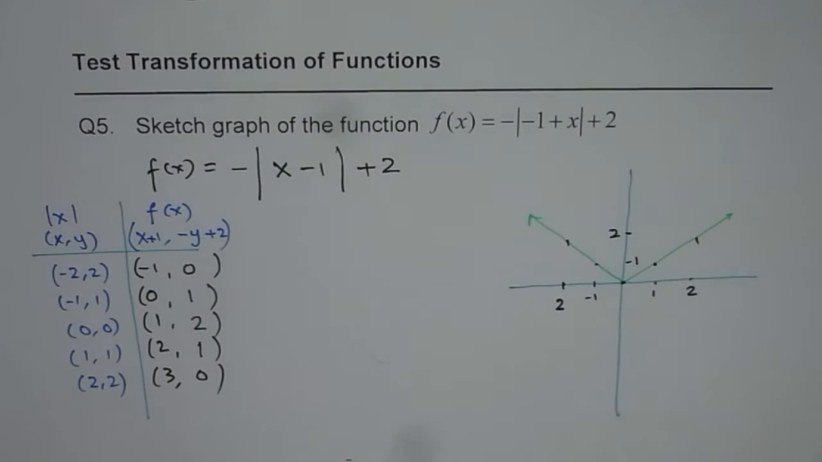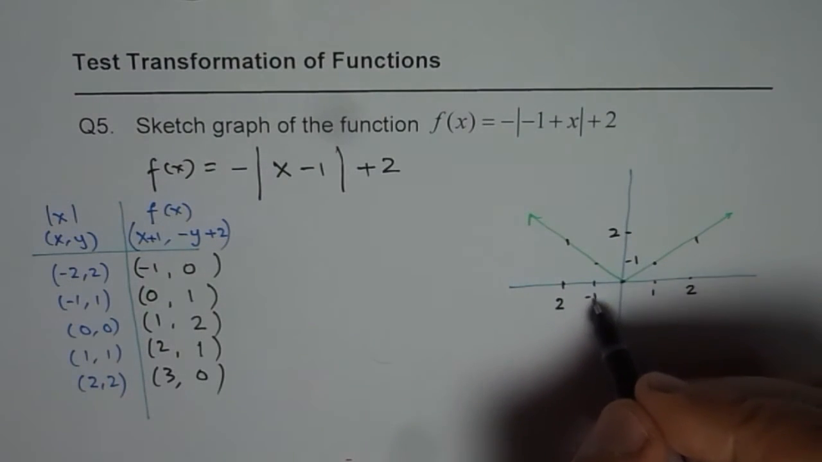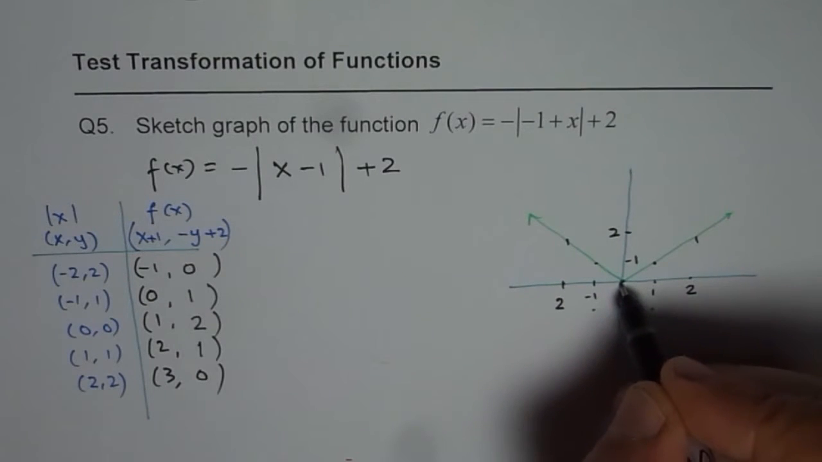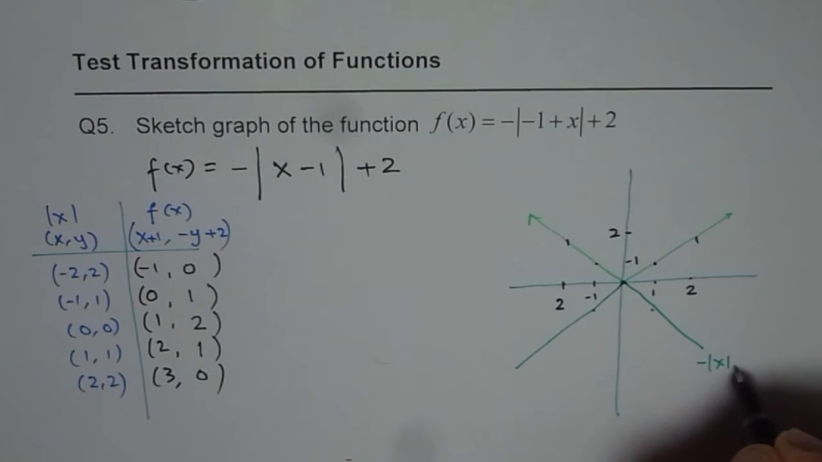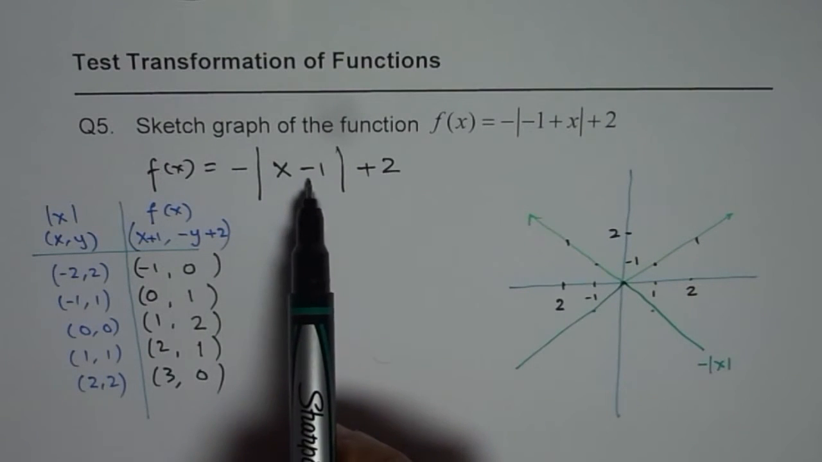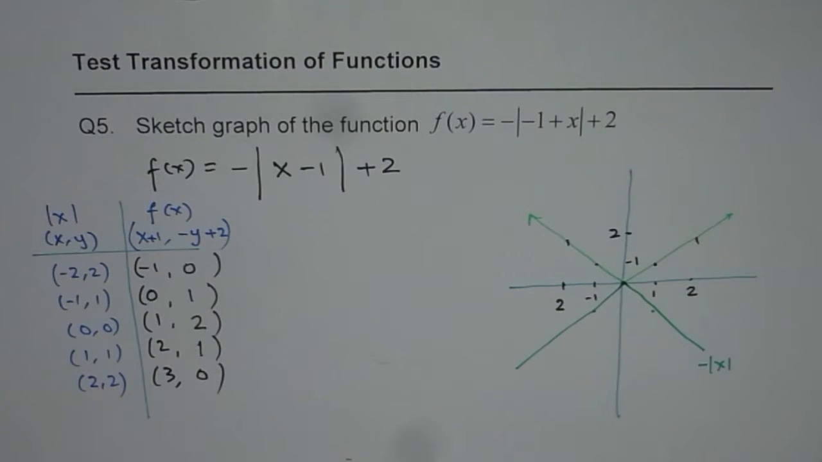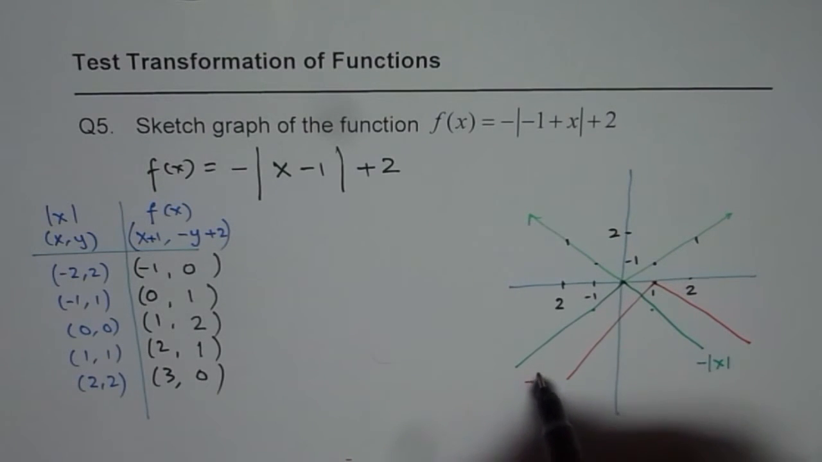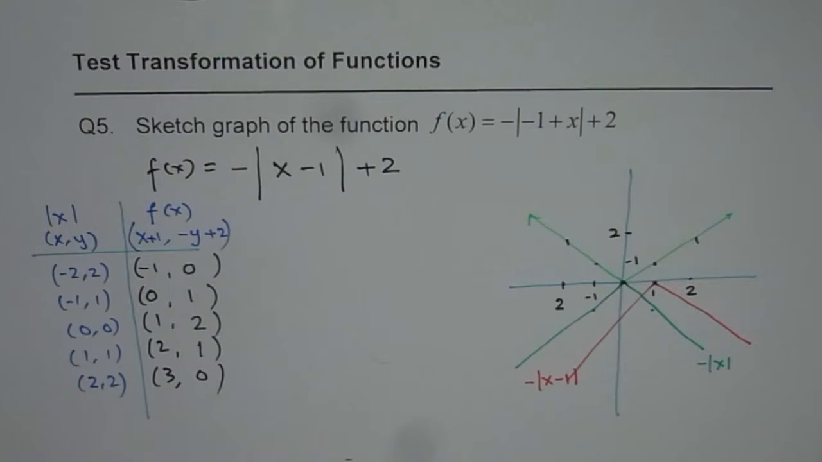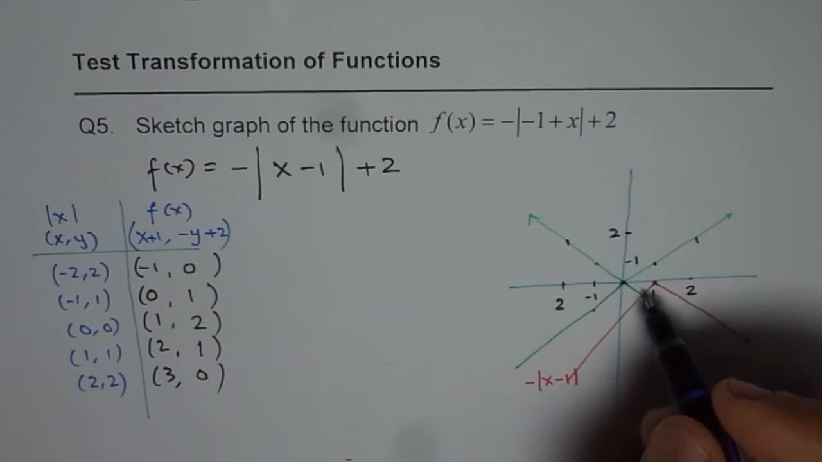Now reflection on the x-axis means it will bring these points down here. So it gets reflected, and the graph will be like this. That is because of minus absolute x. Then we are translating it 1 unit to the right and 2 units up. We can do these transformations in steps. We can translate it 1 unit right first, so we get this, which is minus of absolute x minus 1.